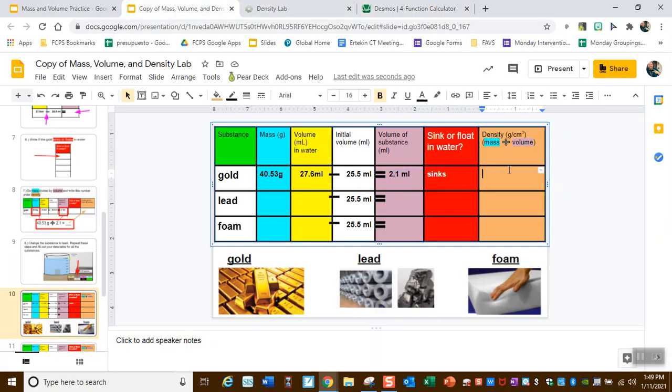The density of gold is 19.3. And the units we use are cubic centimeters.